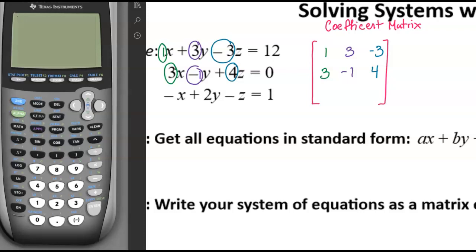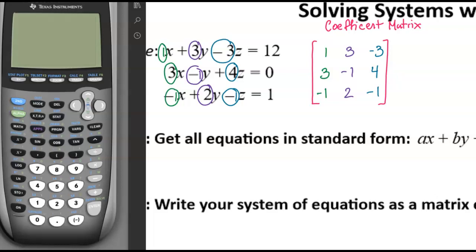Now to our last equation, what's the coefficient on the x? Negative 1. That goes in my third row, first column. What's the coefficient on the y? 2. That goes in my third row, second column. And what's the coefficient on the z? Negative 1. So all I did basically was keep everything in the same position. I just got rid of all the variables. That's all I did. Got rid of all the variables and just left the coefficients.